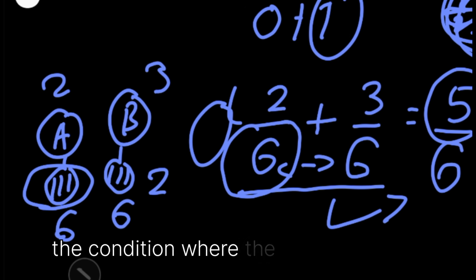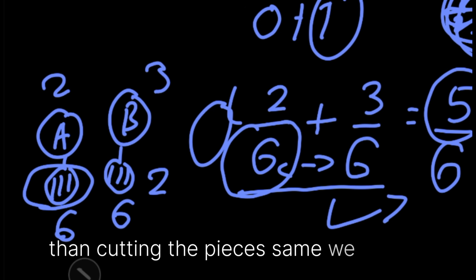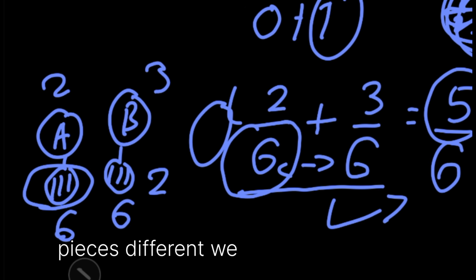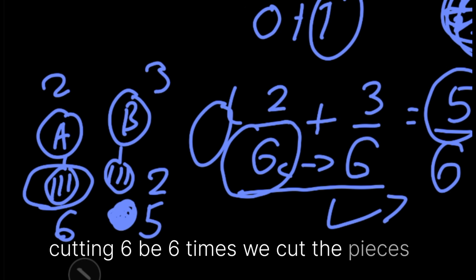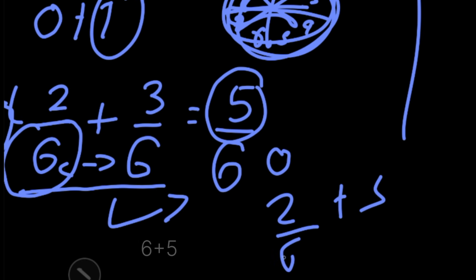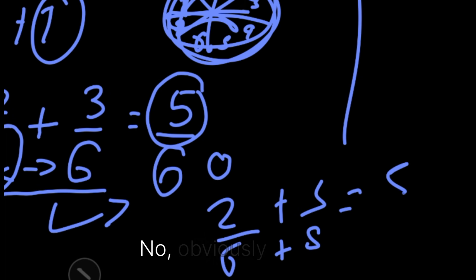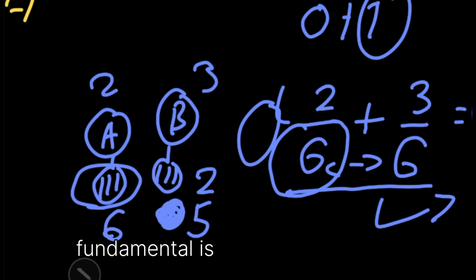This is the condition where the denominator, or the pieces, is the same. But what if, rather than cutting the pieces the same, we cut the pieces differently? Let's say rather than cutting 6 pieces, we cut 5 pieces. Now, can we do this, for example, 6 plus 5? No, obviously wrong, because the very fundamental rule is we cannot add two different pieces. Let's say apple again, for example.